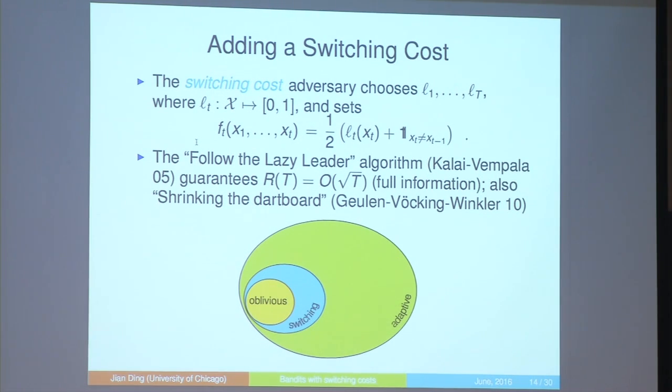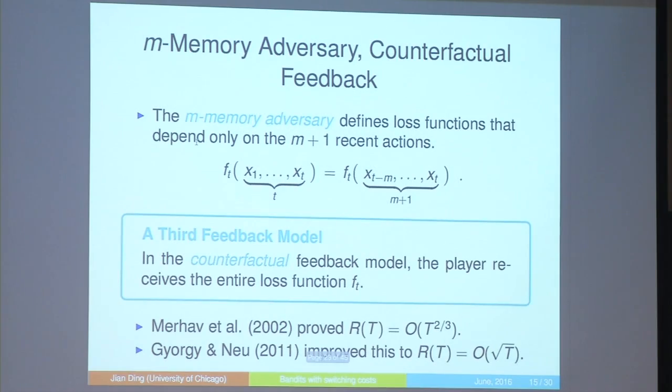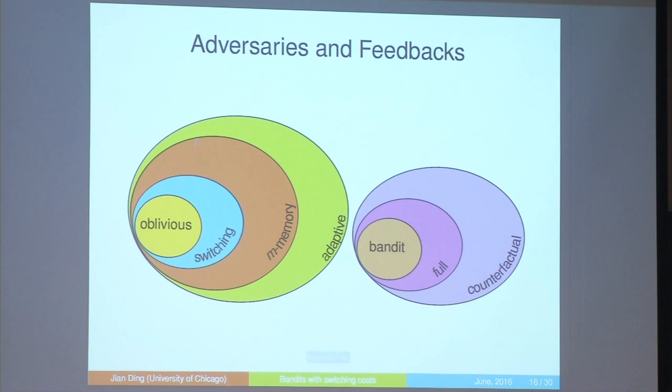There's also the algorithm of shrinking the dartboard, which is of a similar flavor, so I'm not going to describe it in detail. Here's another type of feedback model, which in the end reduces to the bandit model with a switching cost. So, well, let's just skip it.